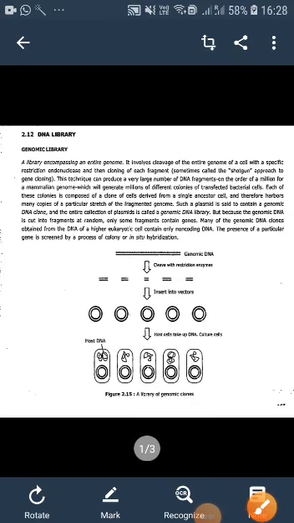Hello, students. Today's topic is genomic library, cDNA library, and DNA fingerprinting. Before discussing genomic library, we should know about the genome. What is genome? It's a complete set of genes in a cell or living thing.